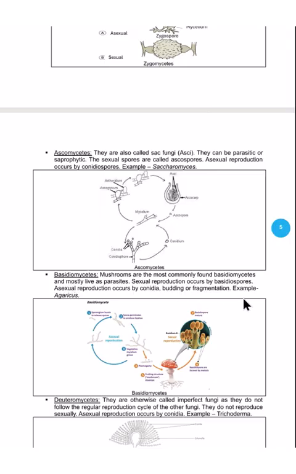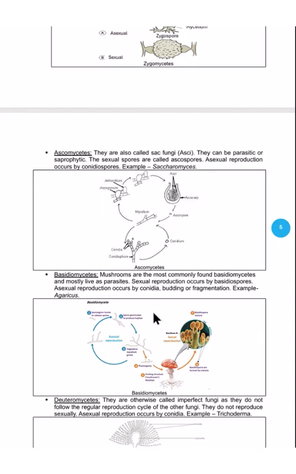Basidiomycetes, these are mushrooms, commonly called basidio. The spores produced from sexual reproduction are called basidiospores. The body that produces the spores is called the basidium, so the spores carry the same name of the body that produces them, basidiospores. In asexual reproduction, they reproduce by spores called conidia. So the conidium is an asexual type of basidiomycetes.